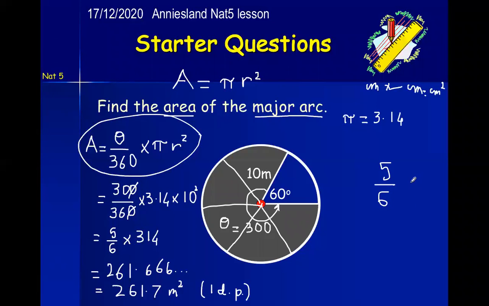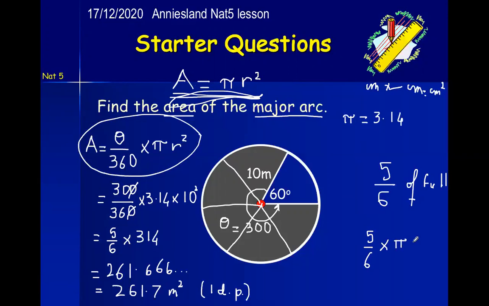The major arc is 5/6 of the full circle. And what is the area of the full circle? Remember, unfortunately, you've got to know something. What's the area of a full circle? Pi r square. So my answer is just 5/6 of pi r square.